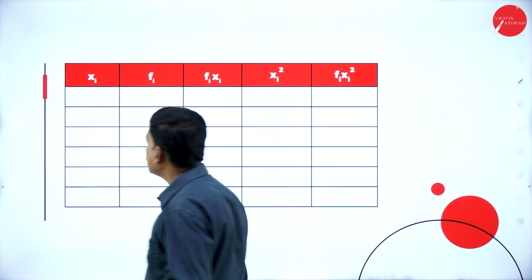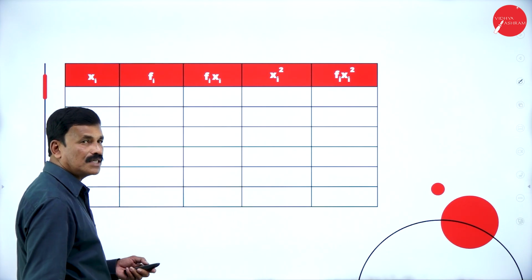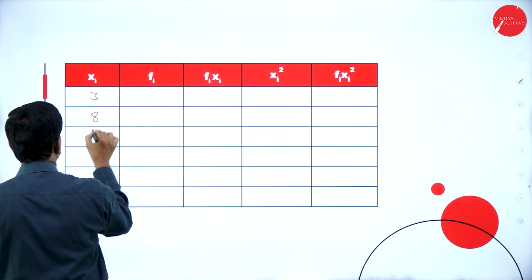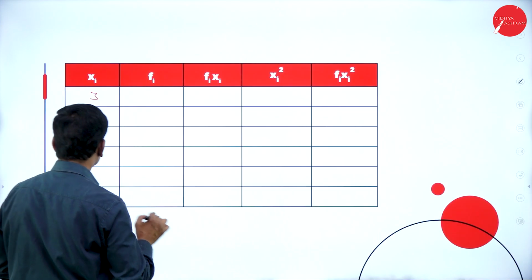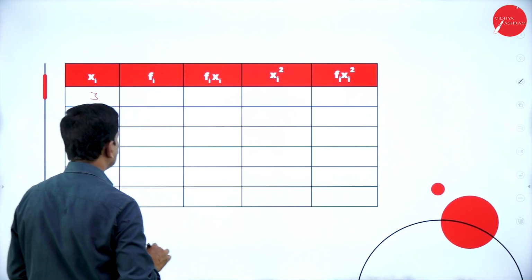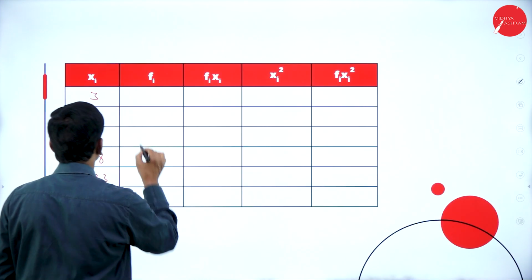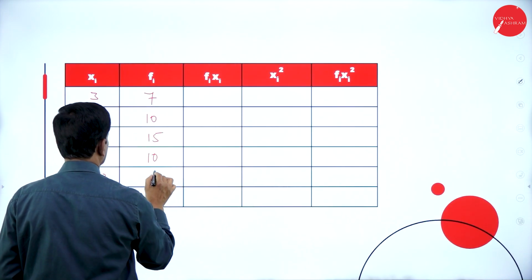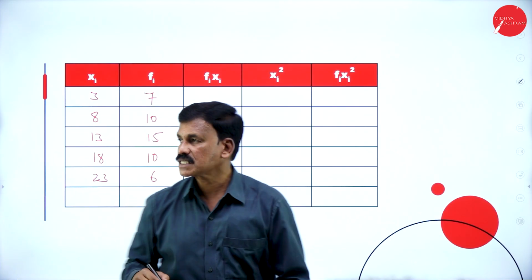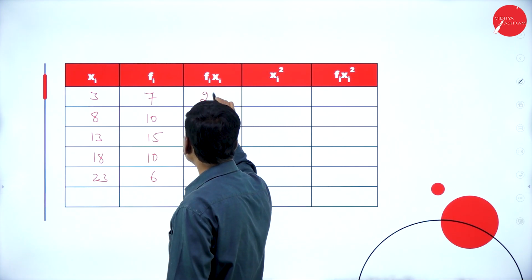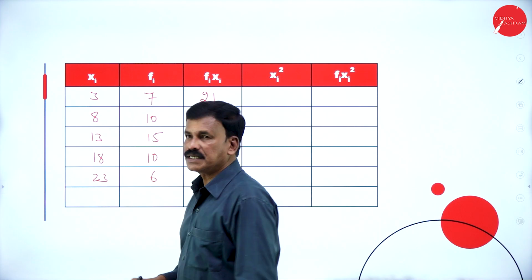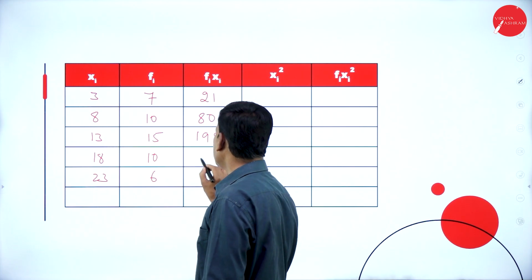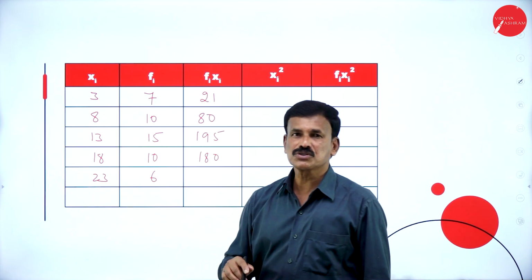Now let us represent this in a table: Xi, Fi, Fi Xi, Xi square, Fi Xi square. Xi is 3, 8, 13, 18, 23. Then Fi is 7, 10, 15, 10, 6. Now multiply these two, Fi Xi. 7 3s are 21, 8 into 10 is 80, 13 into 15 is 195, 18 into 10 is 180, next 23 into 6 is 138.